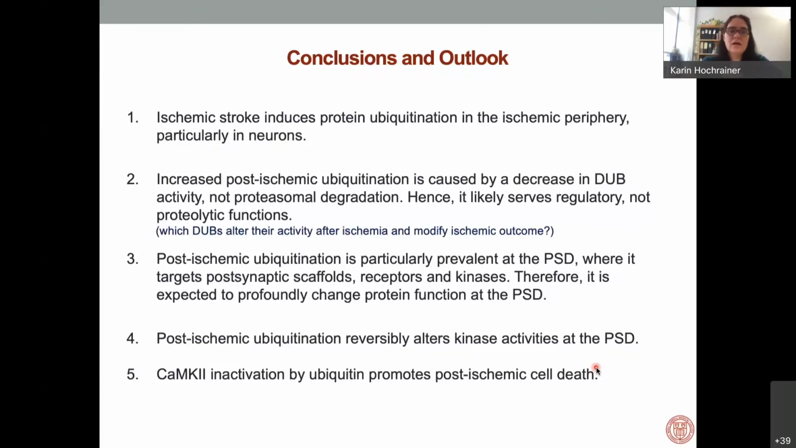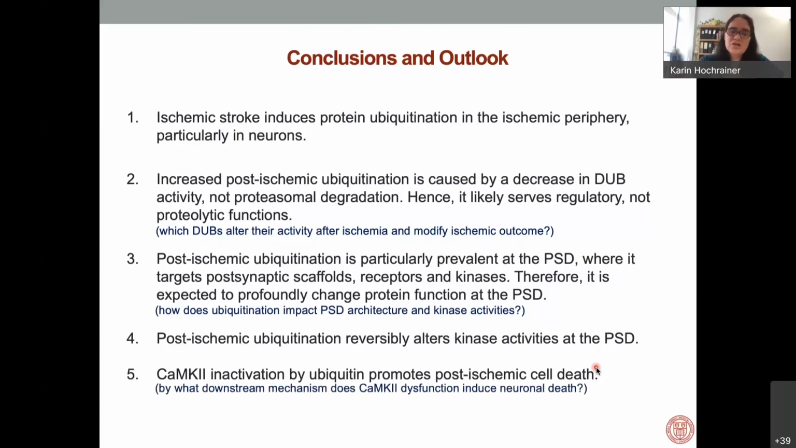And in the end, what we are looking at right now is which ubiquitinases alter the activity after ischemia and modify outcome. How does ubiquitination impact the architecture of the PSD and kinase activities? And actually, we are looking at what downstream mechanisms are implicated in CaM kinase mediated neuronal death.